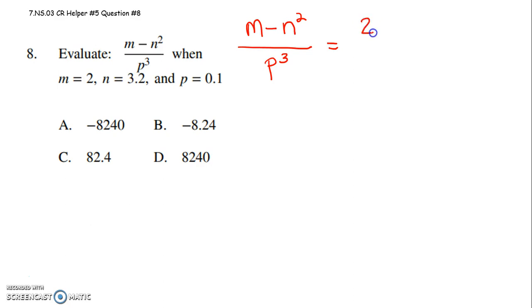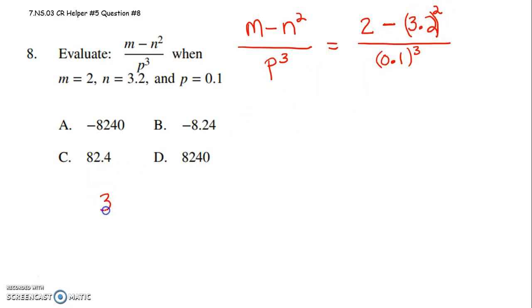So m is 2 minus n is 3.2, so I have to do 3.2 to the second power over p is 0.1, so it's 0.1 to the third power. I'm just going to put these in parentheses just in case yours had negatives attached. If your p value was negative, you need to make sure the negative's inside the parentheses. All right, now I'm going to follow my order of operations. I have a subtraction, I have an exponent happening here. I better handle this exponent before I subtract.